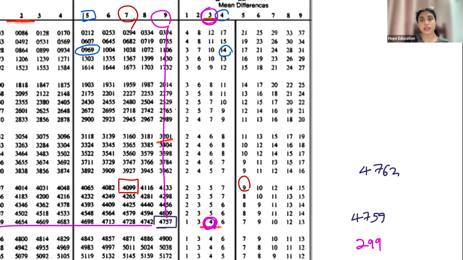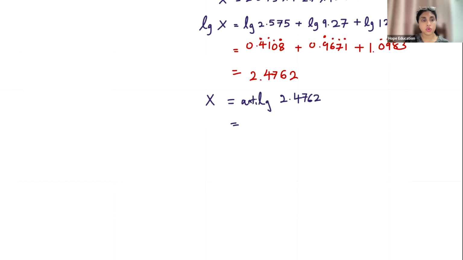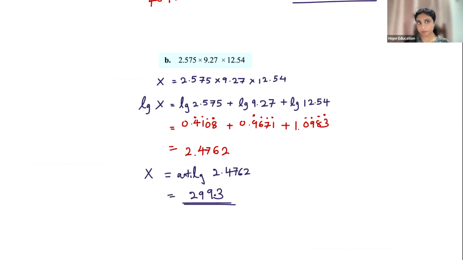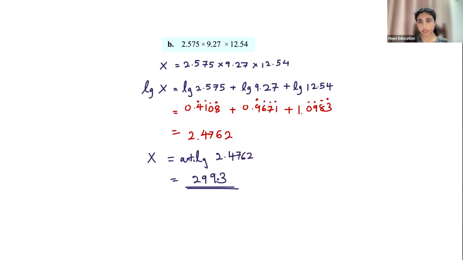So 299, so 2993. 2 point means going 2 places backward from the decimal place, from the default position. So this is the default position, and it has gone 2 places backward. So now this should be where the decimal place is. Is this clear to all of you? Thumbs up?